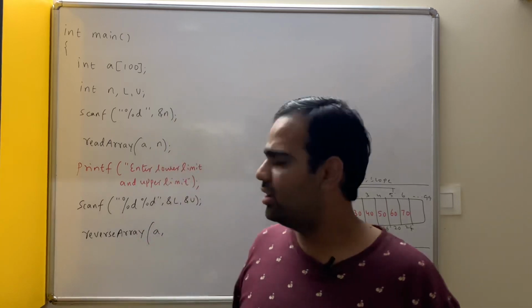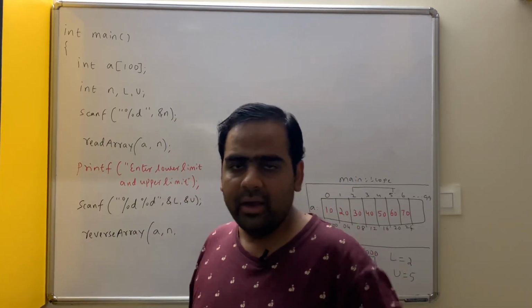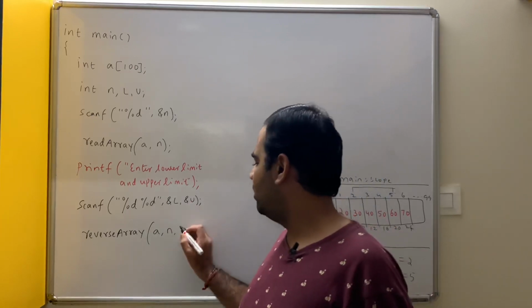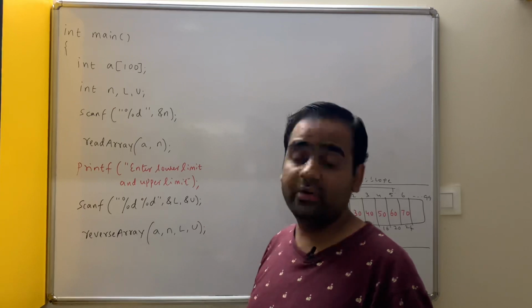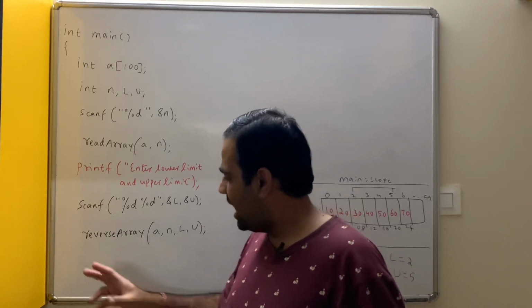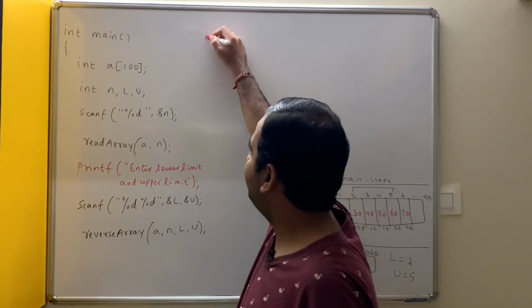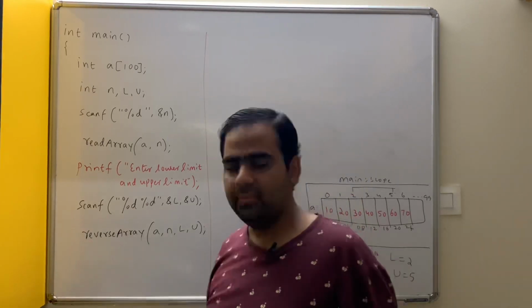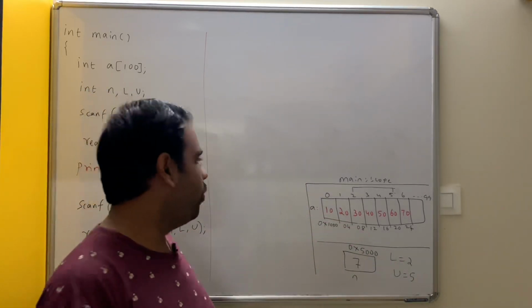How many elements are there in the array? There are n elements in the array. And between what indices do you want to reverse it? Between lower limit and the upper limit. As of now, let the return type of the function be void. If any changes are necessary, I will make them and we will see what the return type should be.